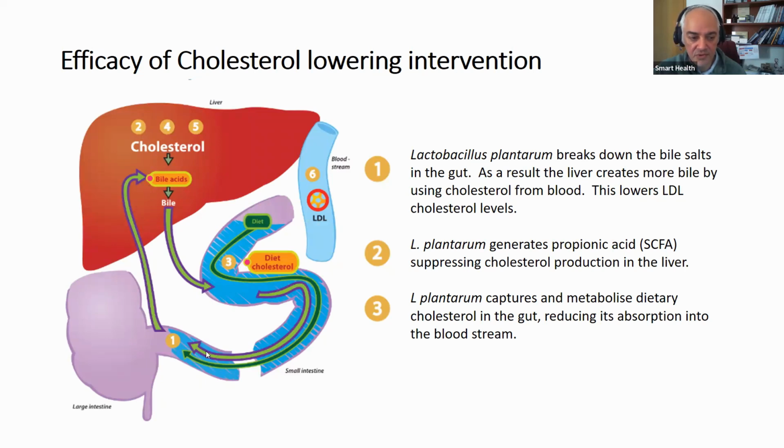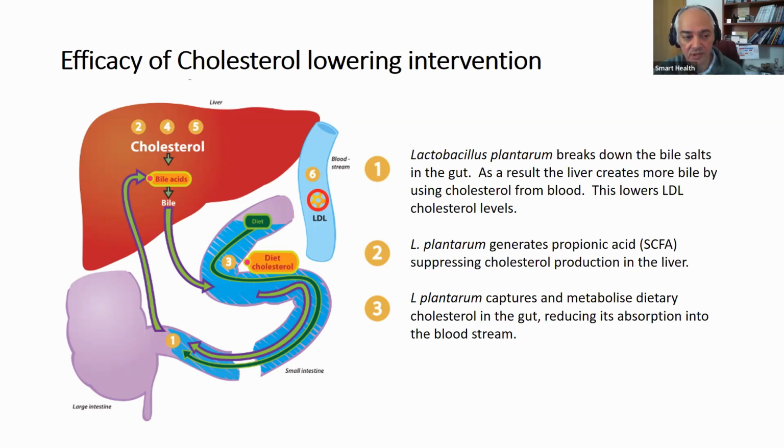Basically most of the bile acids should be excreted, because if you recirculate bile acids, the liver does not produce more bile acids. And if it doesn't produce those bile acids, then it doesn't use cholesterol from the blood, and therefore the LDL in the blood is maintained at a high level.